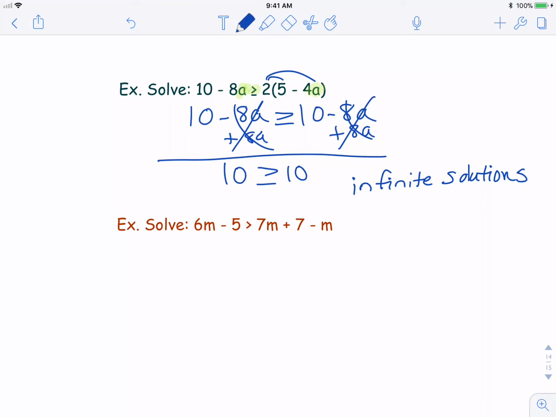In the next example, I'm going to combine my like terms of 7m and negative m. Remember, that's like a negative 1m. So once I combine those, that leaves me with 6m plus 7. I have m's on opposite sides, so I'm going to use opposite operations to combine them.